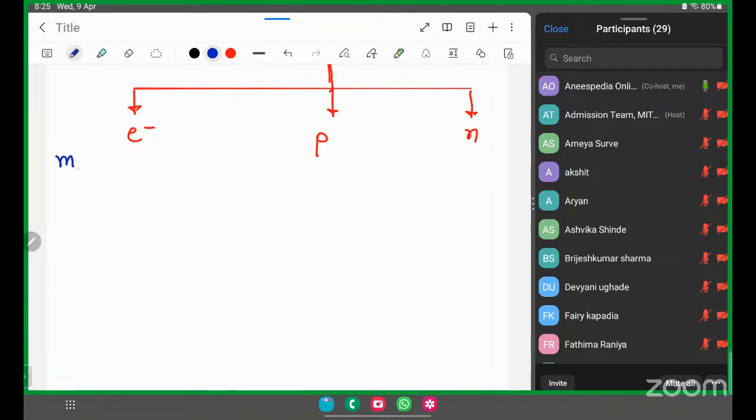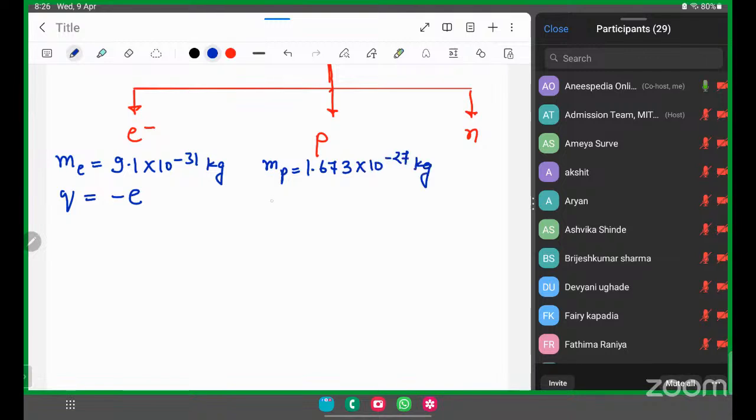What is the mass of electron? That is 9.1 into 10 raised to minus 31 kg. What is the charge on electron? That is minus e. What is the mass of proton? Mass of proton is 1.673 into 10 raised to power minus 27 kg. What is the charge on proton? That is plus e.